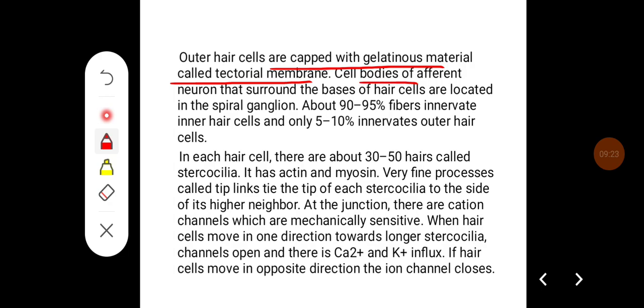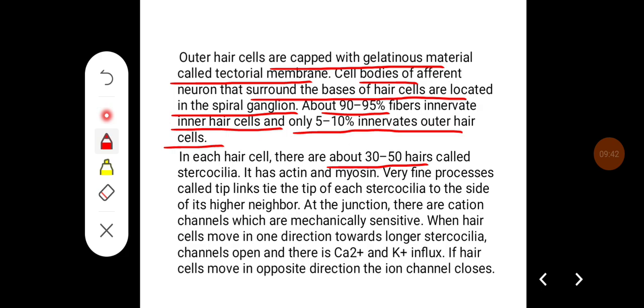Outer hair cells are capped with gelatinous material called the tectorial membrane. Cell bodies of afferent neurons that surround the bases of hair cells are located in the spiral ganglion. About 90 to 95% of fibers innervate inner hair cells and only 5 to 10% innervate outer hair cells. In each hair cell, there are about 30 to 50 hairs called stereocilia, which contain actin and myosin.